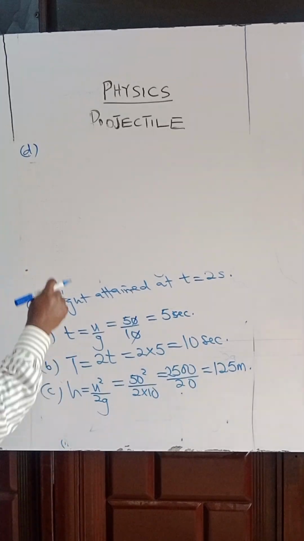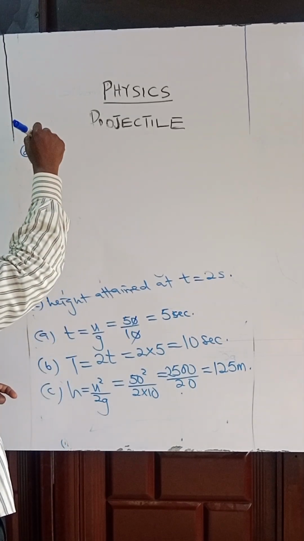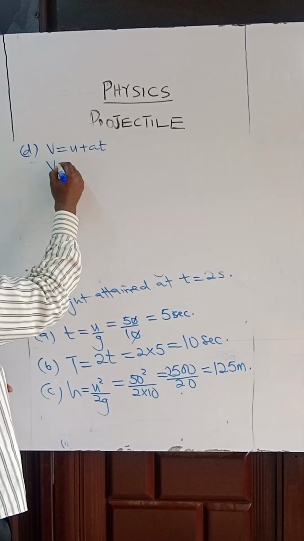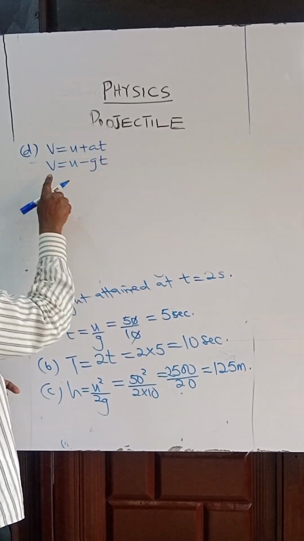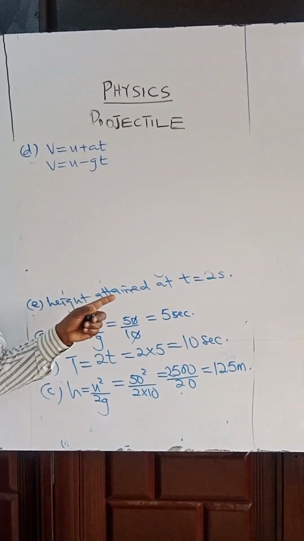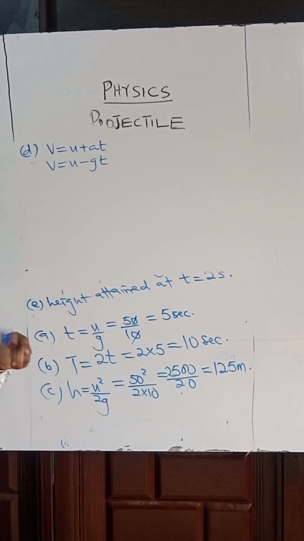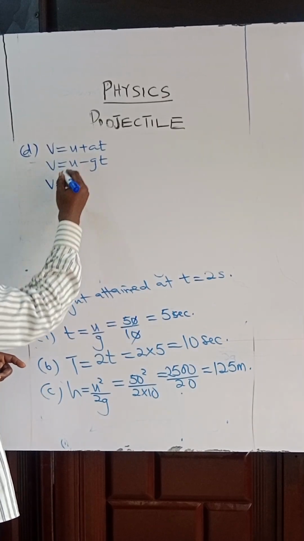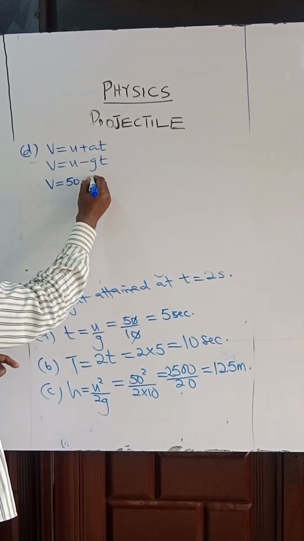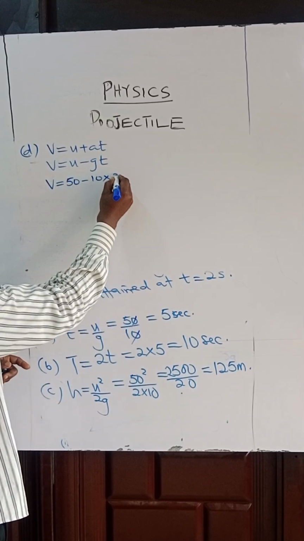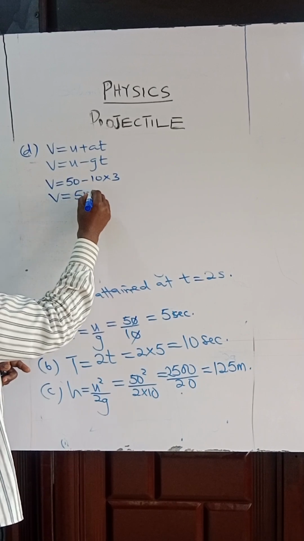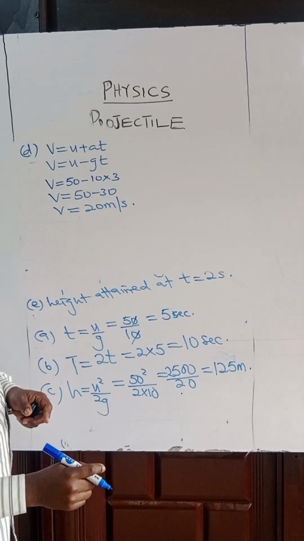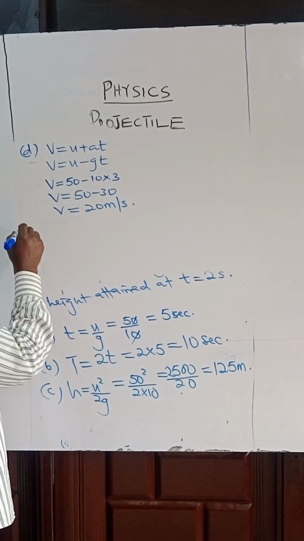We have to find the D part of the question: find the speed by using V = U + at. V is equal to U minus gt. This one is never equal to 0 at 3 seconds because the maximum height has not been attained. It is only attained at 5 seconds. So for that reason, the initial velocity still remains 50. This is 10 times our t. They say at 3 seconds. So V is equal to 50 minus 30. V is equal to 20 meters per second. That's the speed.